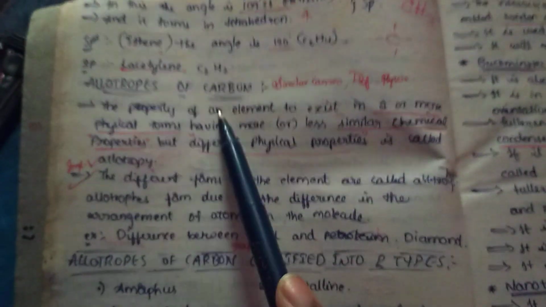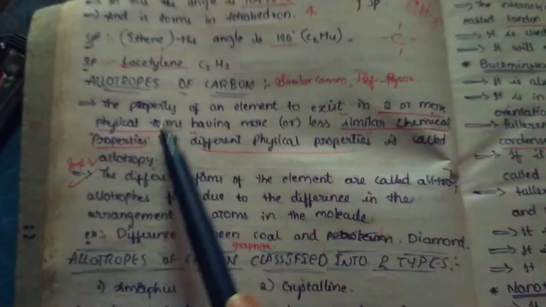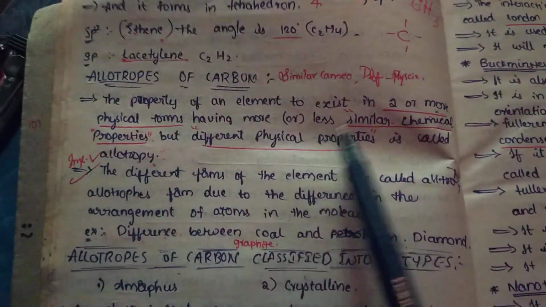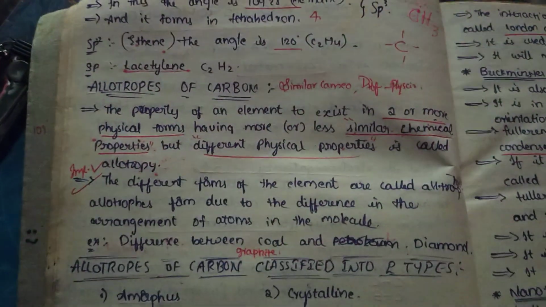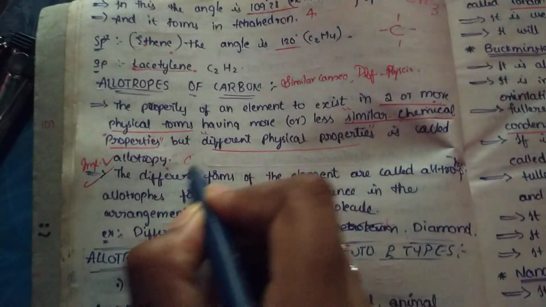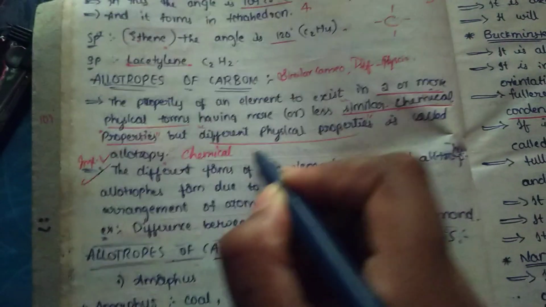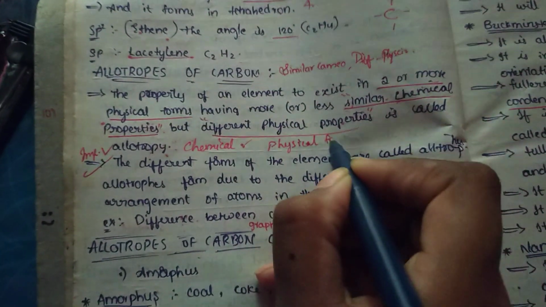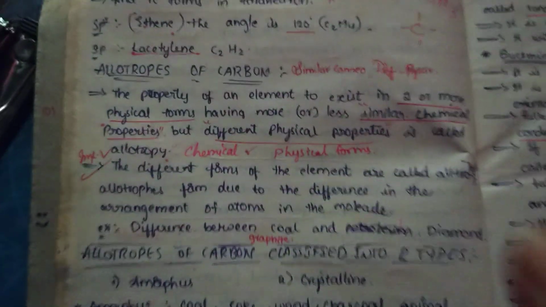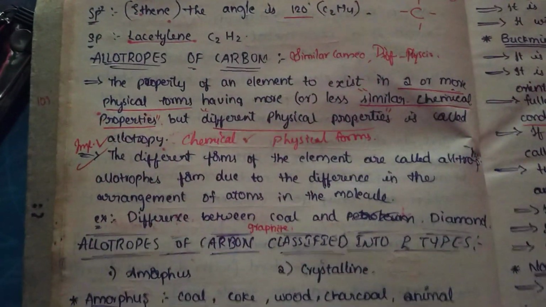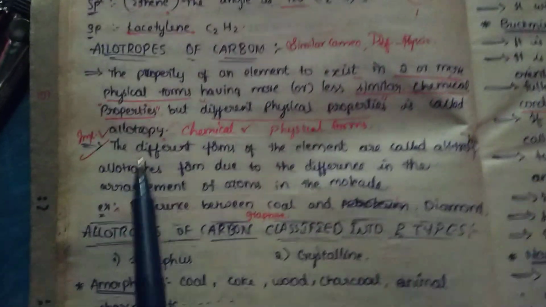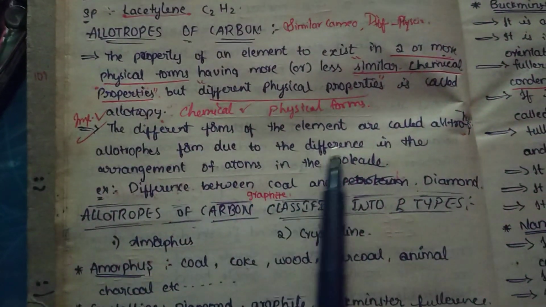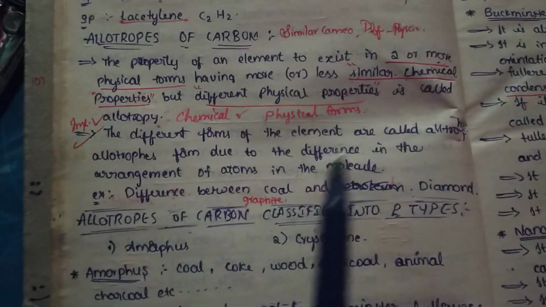The property of an element to exist in two or more physical forms having more or less similar chemical properties but different physical properties is called allotropy. Allotropy is nothing but the chemical properties being the same but the physical forms being different, of the same atom. I mean it belongs to the same category, okay. And next, the different forms of elements are called allotropes. Allotropes form due to the difference in the arrangement of atoms in the molecule.